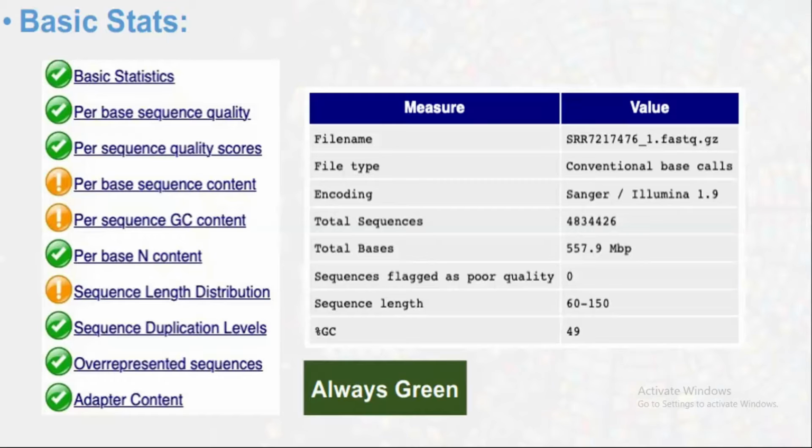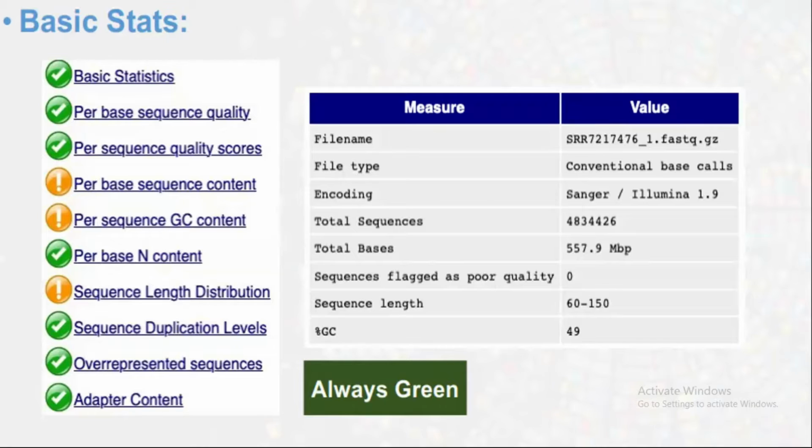Now the most important thing is the sequence length. My sequence length here starts from 60. The lowest sequence read is 60 and the largest is 150. I pre-processed this data, and this is the FASTQC report of that pre-processed data.